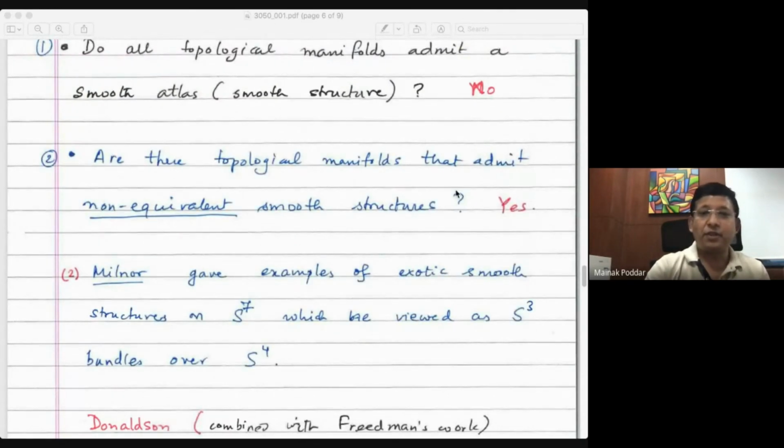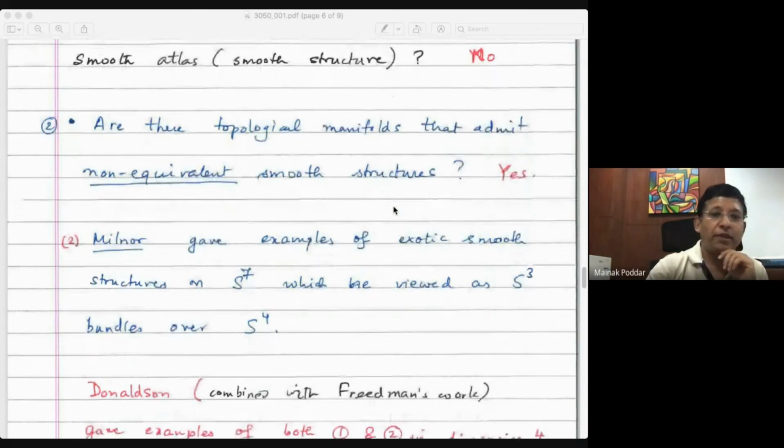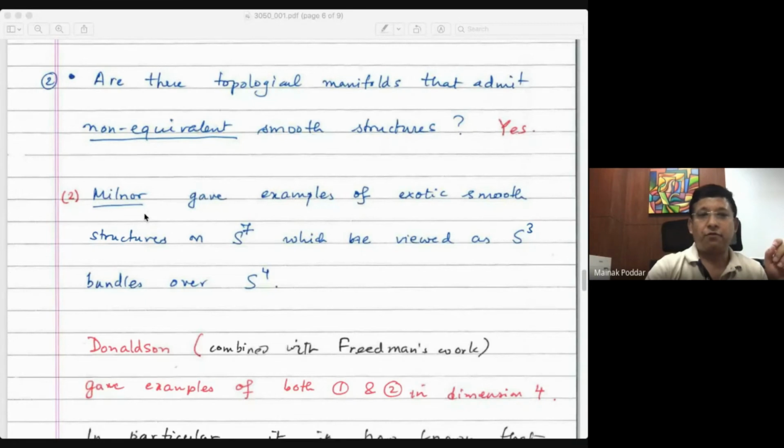And are there topological manifolds that admit non-equivalent smooth structures? And the answer to this is also yes. And for this question, so one topological manifold, but multiple notions of smooth structures, and it's not even clear how you'd go about finding those. And the story is slightly complicated, but we'll give you a very basic outline in a little bit. But this question too was answered also by Milnor first in the 1950s, and he gave examples of exotic or non-standard smooth structures on the seven-dimensional sphere.